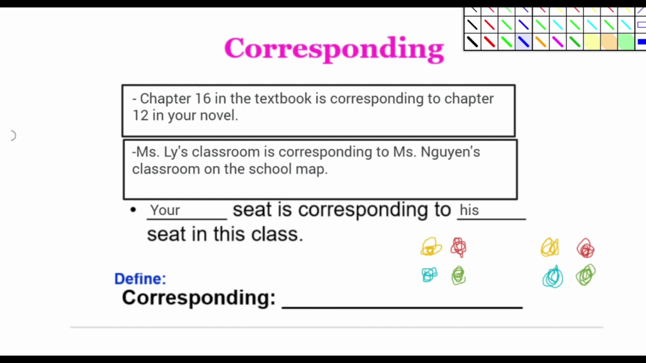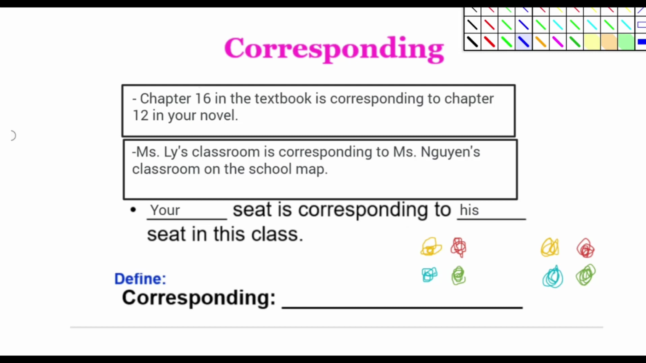So corresponding. So chapter 16 in the textbook is corresponding to chapter 12 in your novel. It looks like they belong together, they go together, something like that. Miss Lee's classroom is corresponding to Miss Nguyen's classroom on the school map. Well, I don't have a school map, but maybe they're next to each other. I'd have to look at the map and know what those are. But I think this last one is the best example. Your seat is corresponding to his seat in the class.